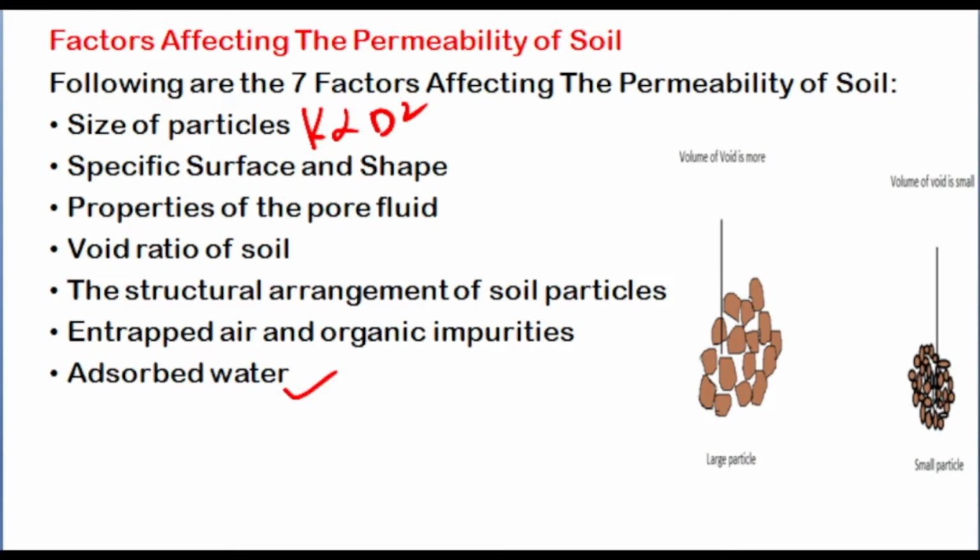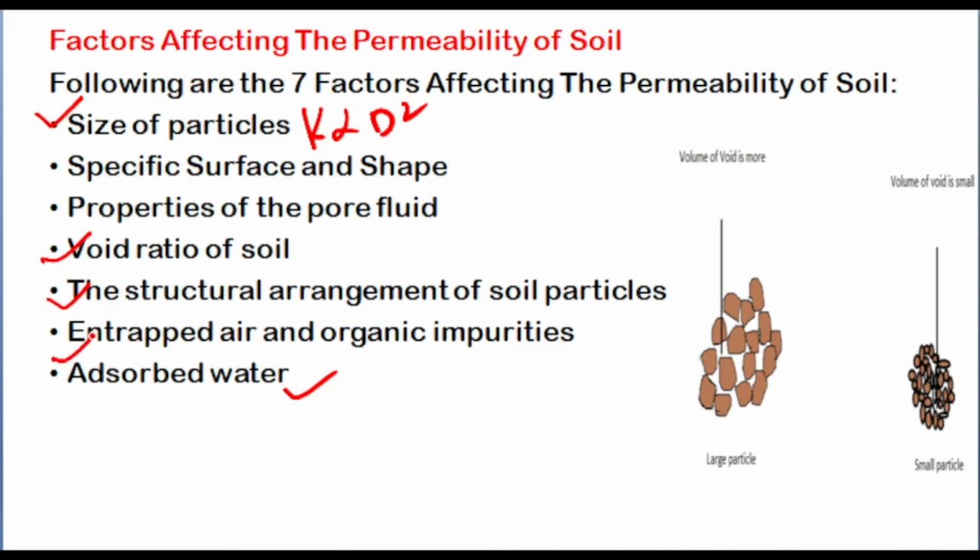So, all these factors play a very important role and they affect the permeability of soil. I repeat, it depends upon size of particles, which is directly proportional. It depends upon specific surface, which is inversely proportional. Shape: rounded is more, angular is less. Properties of pore fluid is nothing but viscosity, which is again inversely proportional. Voids ratio is directly proportional. Voids are more, permeability is more. Structural arrangement: for flocculated it is more, for dispersed it is less.